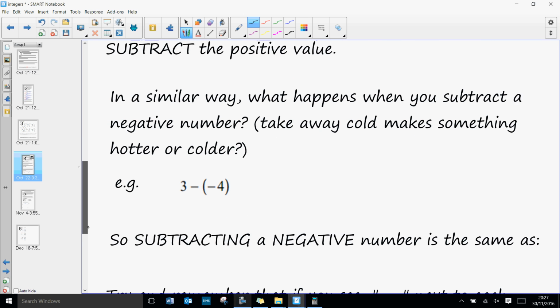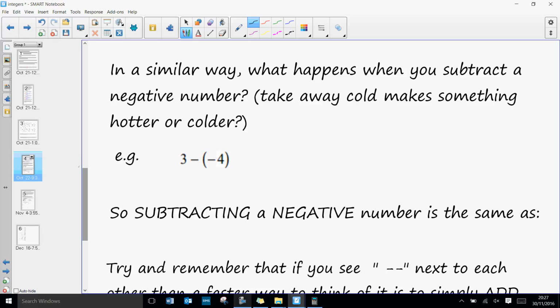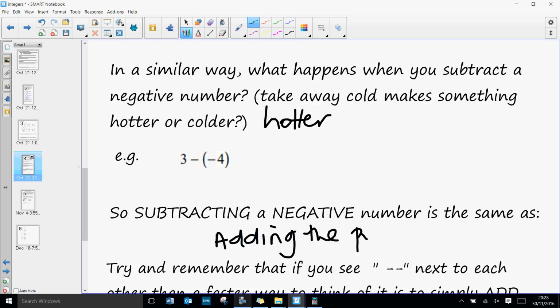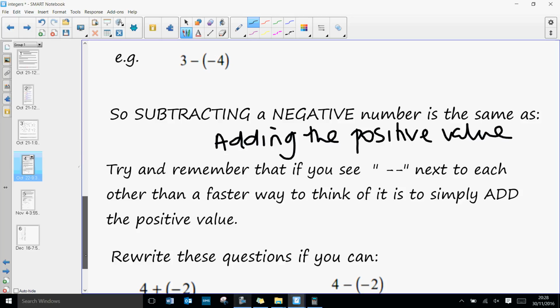Let's have a look at a similar kind of question. This time we're subtracting cold. So if you are taking cold away from something, it actually gets hotter. So subtracting a negative number is the same as adding the positive value. So if we have 3 take away -4, we could change that. Because we have 2 negatives in the middle together, that combination changes it to plus, and we can now rewrite it as 3 plus 4.